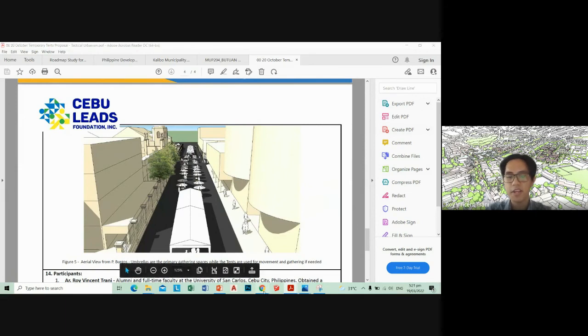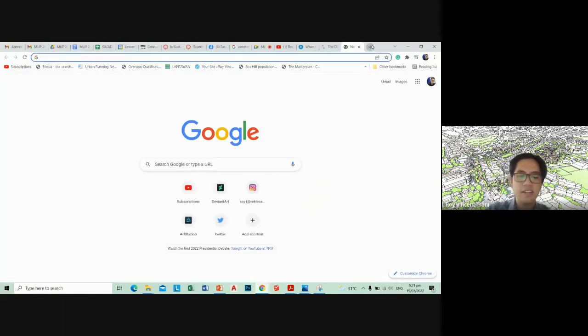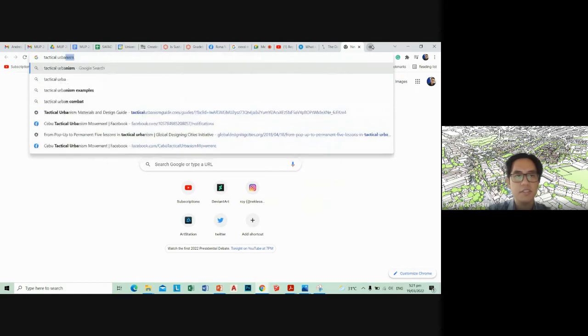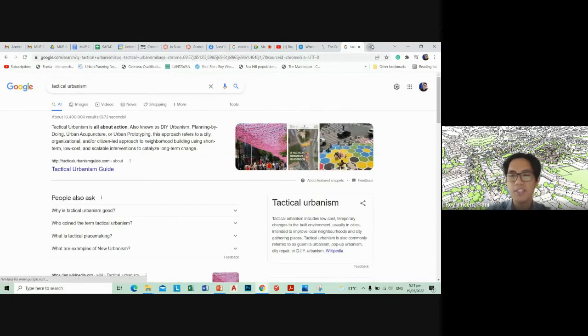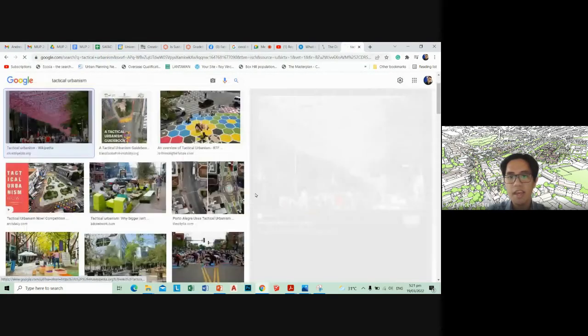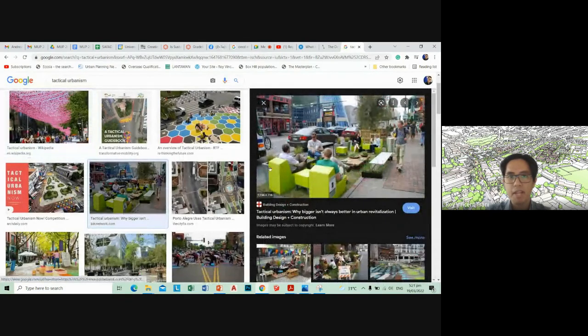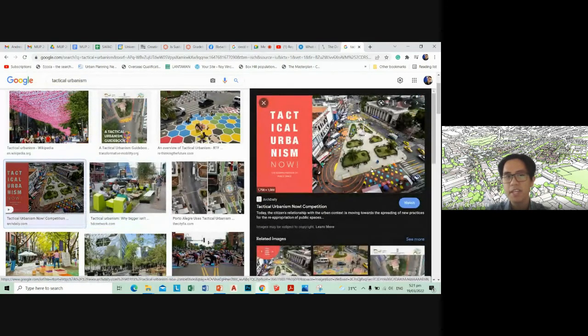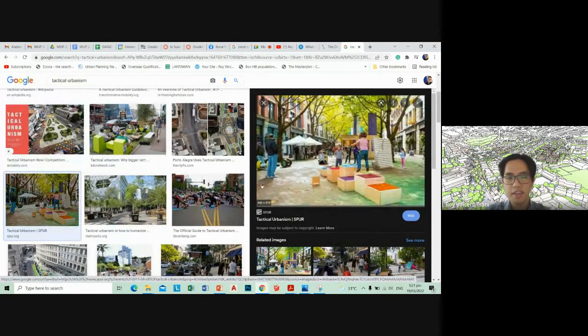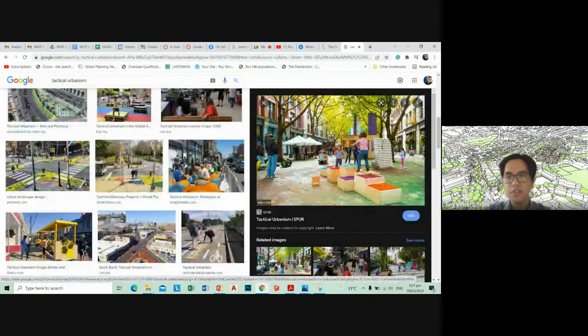Some people were throwing around ideas of tactical urbanism. Tactical urbanism is another branch of urbanism, basically transforming public space, usually unused streets, making them more pedestrian friendly and more visually interesting. So stuff like this. How do you do that for this area?